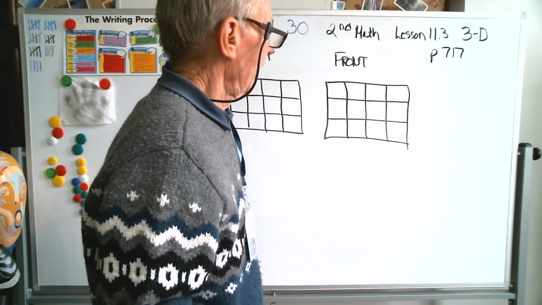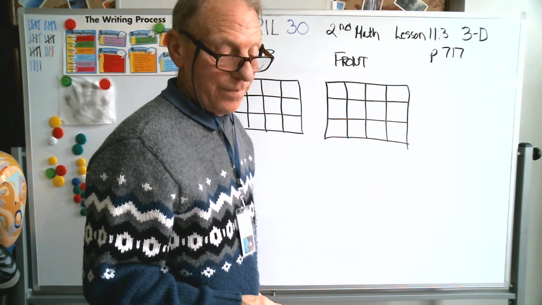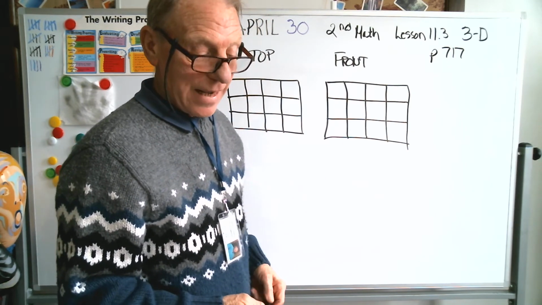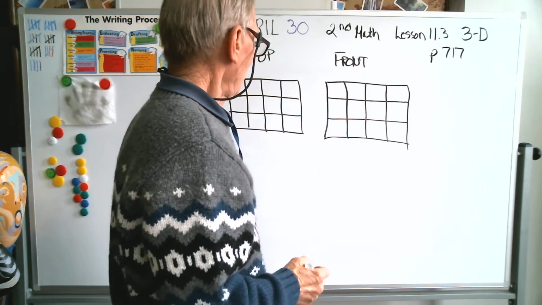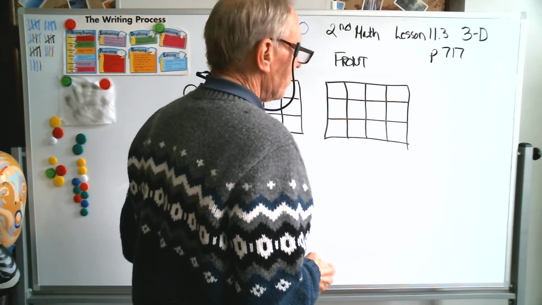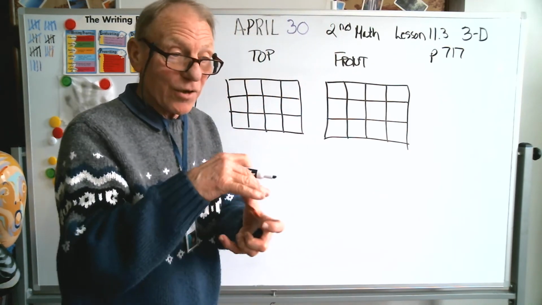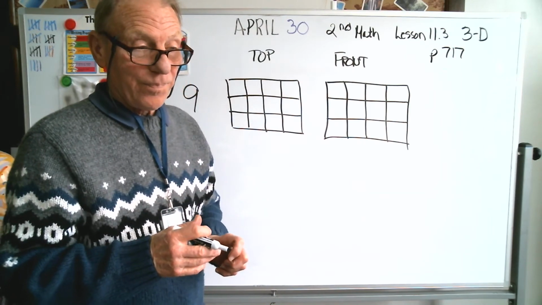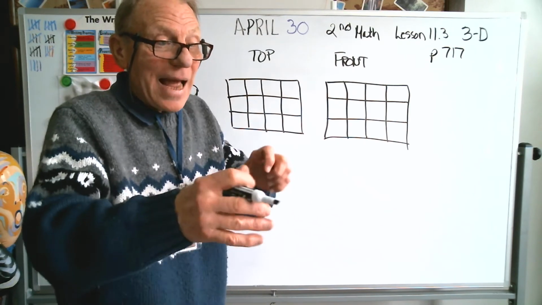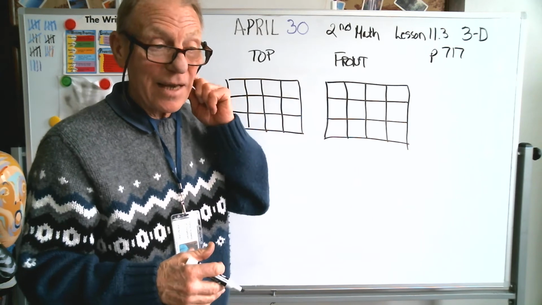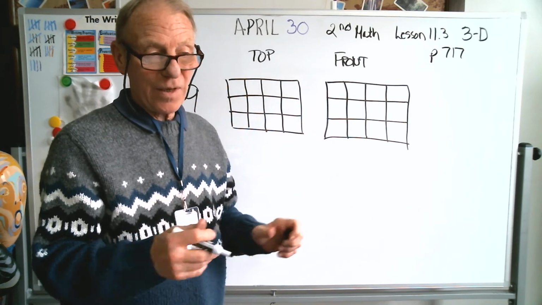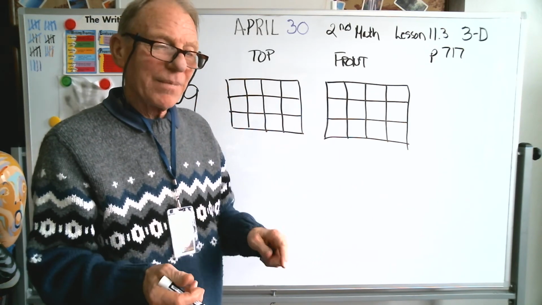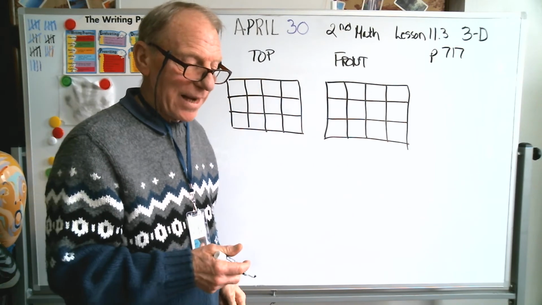So, how are you going to do that? How are you going to figure it out? Well, if you had those little square blocks, and you took 9 of them, and you stacked them in a nice little rectangular prism, it would be real easy for you. But here you got to kind of picture it in your head.